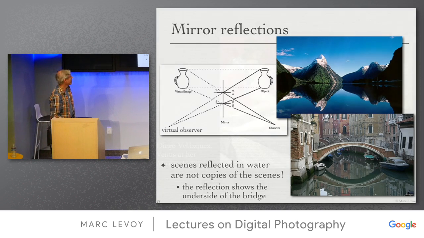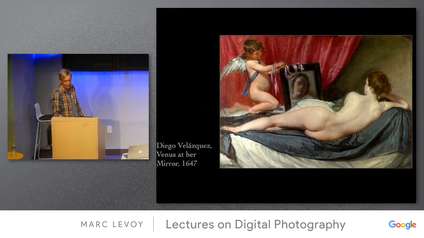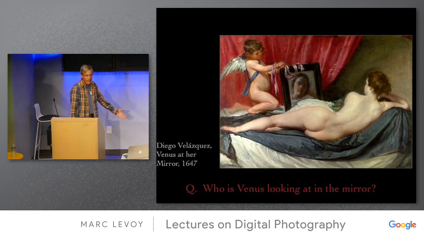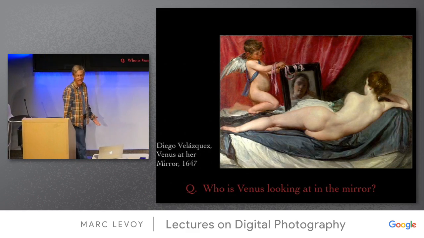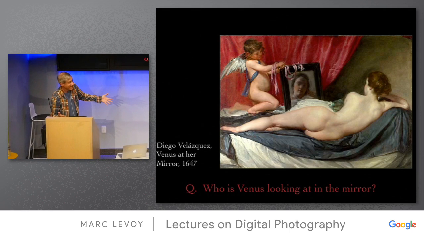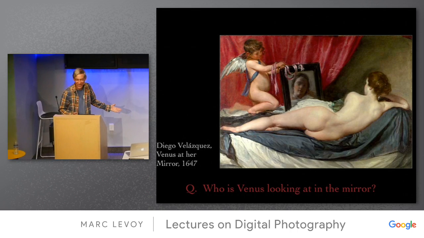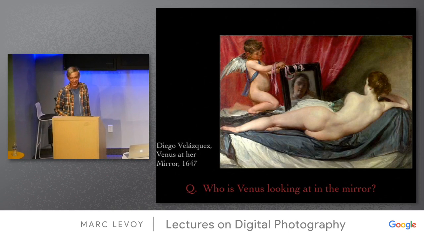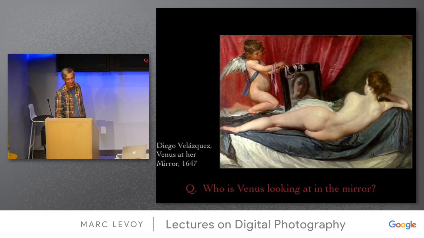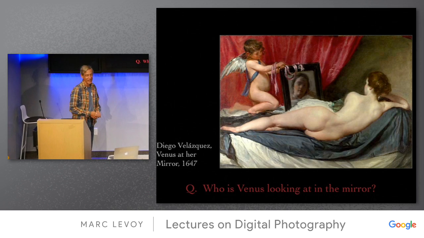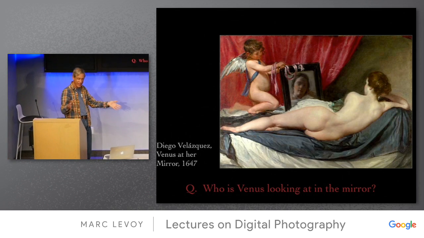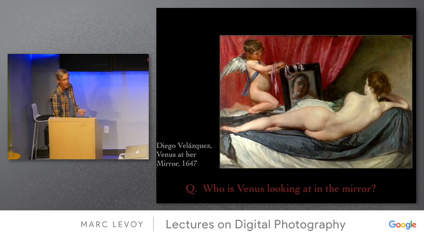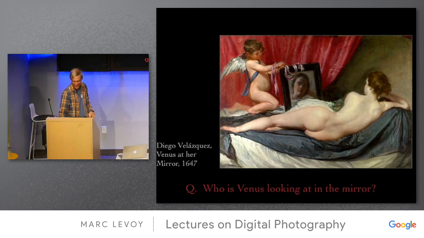Here's one of my favorite illustrations of that, a famous painting by Velázquez. And so who is Venus looking at in the mirror? The painter. She's not looking at herself, because if we see her, she must see us. So she's not looking at herself. Now, I suspect that Velázquez knew that, but maybe he figured the consumers of his painting would not know that. I don't know.